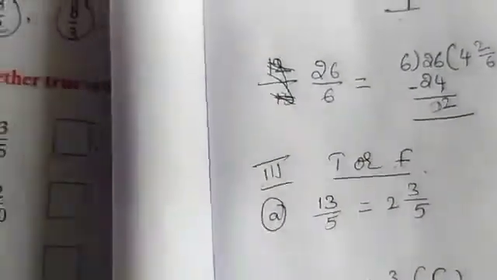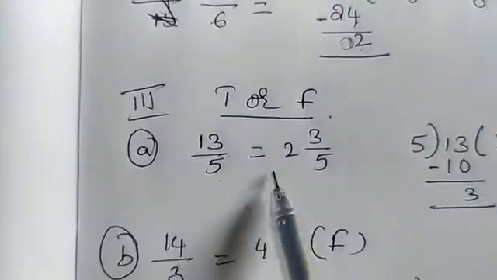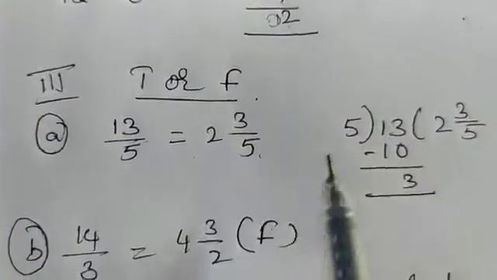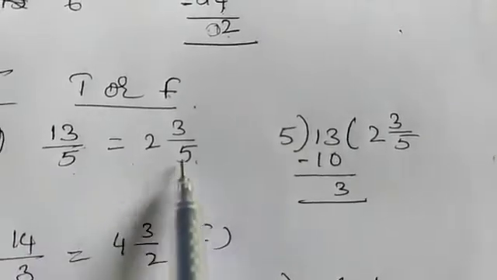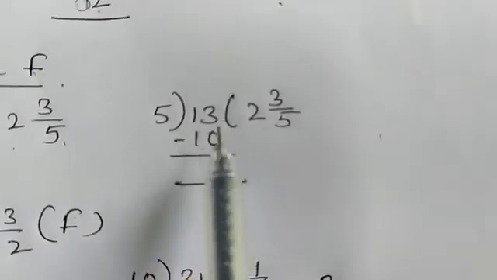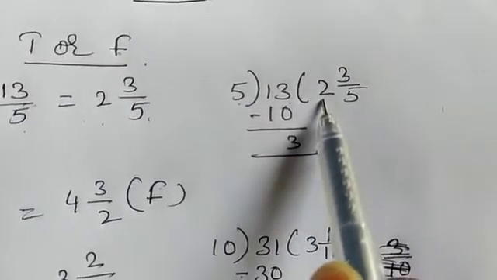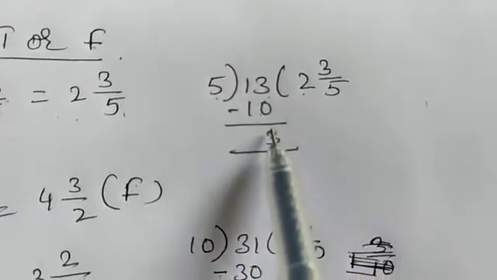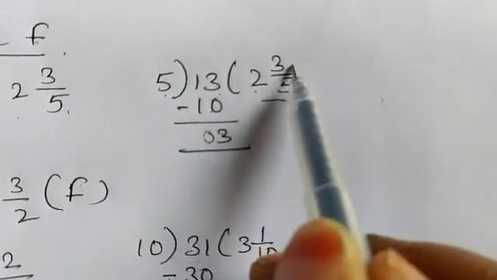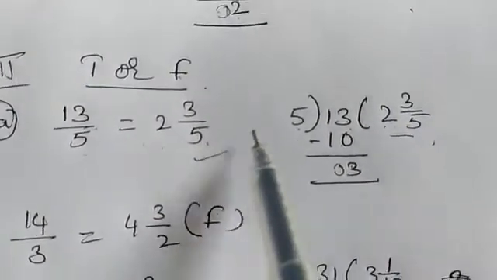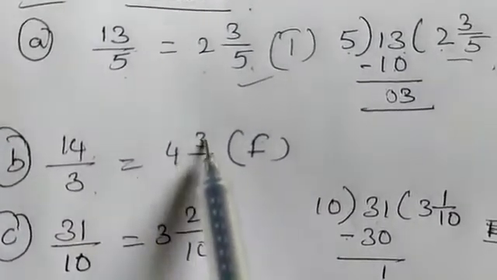Okay. Now next bit, you have to check whether the following are true or false. First one, 13 by 5 is equal to 2, 3 by 5 is given. So it is given 13 by 5 is equal to 2, 3 by 5, no? Once we will check it. So when you divide 13 with 5, 5 twos are 10. 13 minus 10, 3. 3 minus 3, 0. So the answer will be 2, 3 by 5. So it is true.